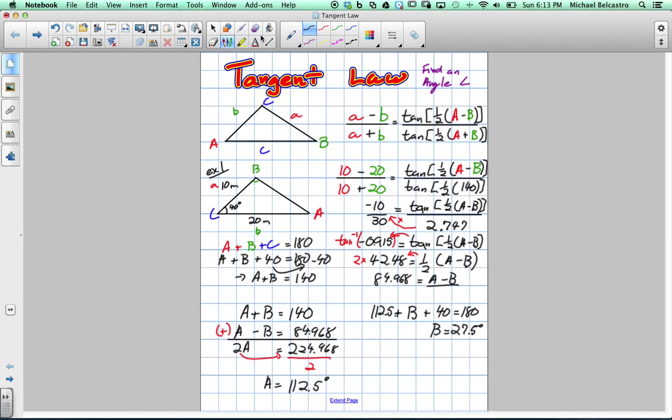There you have it. So that's how we use tangent law to solve for an angle specifically.